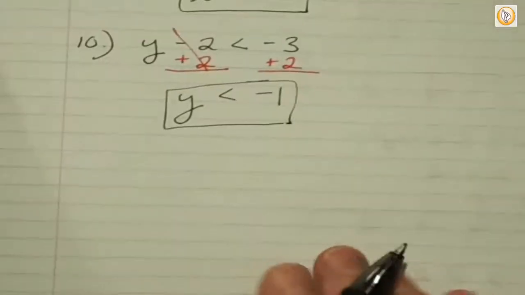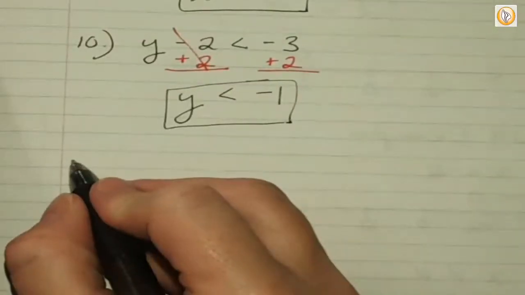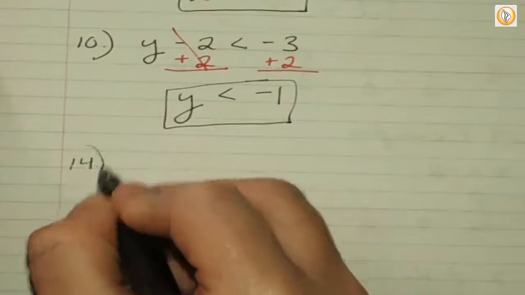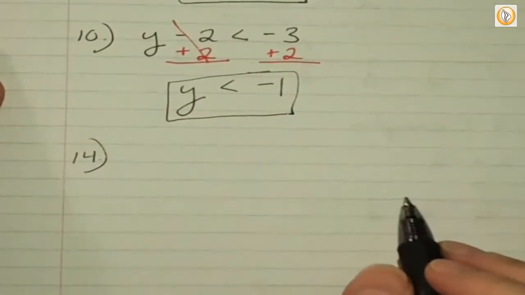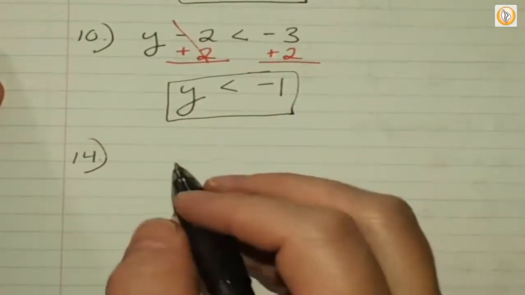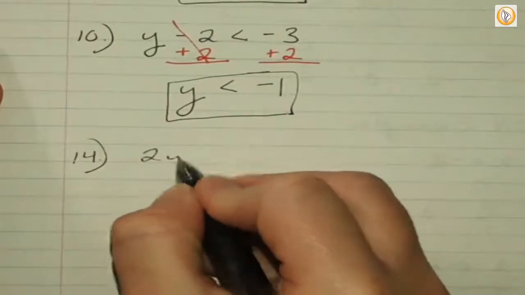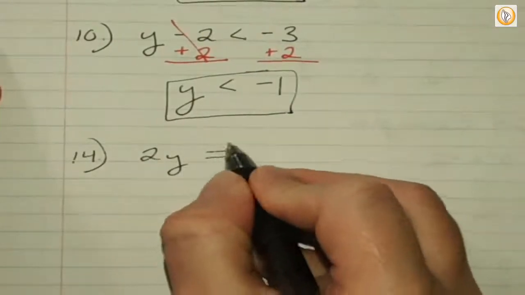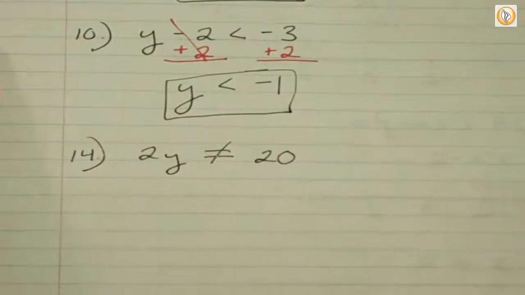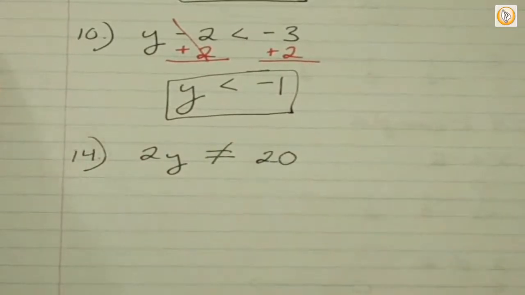Now, number 14. Any questions about 10? All right, 14 is 2y is not equal to 20. Tanner, you are my victim.